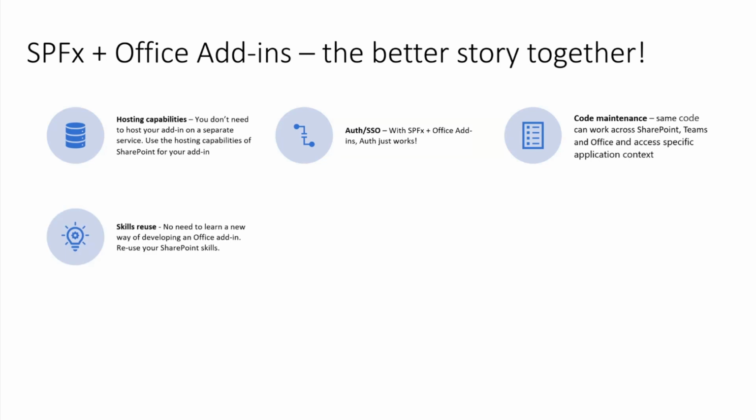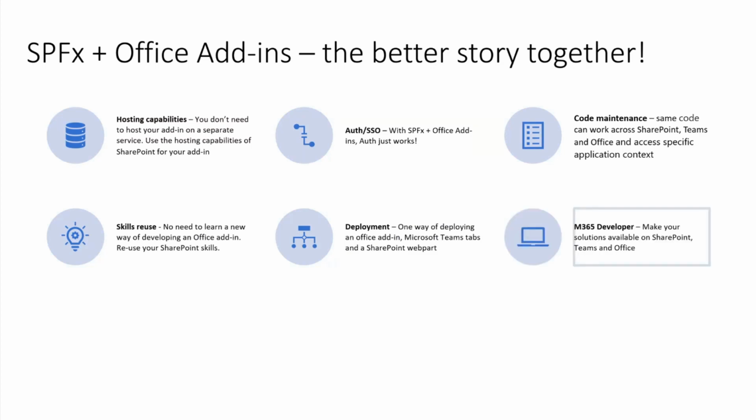The skills reuse is a super important thing. You don't have to learn anything specific if you're developing anything for these three different applications. It's the same tool set, the same Yeoman generator, the same APIs, the same TypeScript version, the same extensibility model which we're taking advantage of. So you can build on top of your existing skill set. The deployment is super easy. You basically have automatic hosting, and there's one way of deploying Office add-ins, Microsoft Teams tabs, or SharePoint Framework web parts as well.